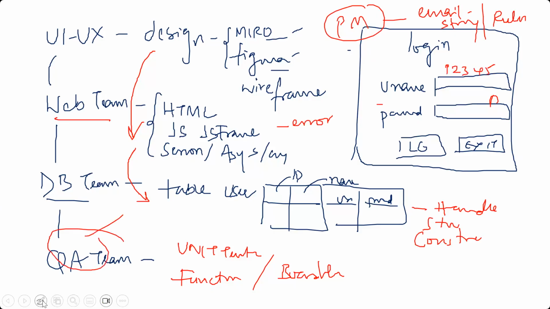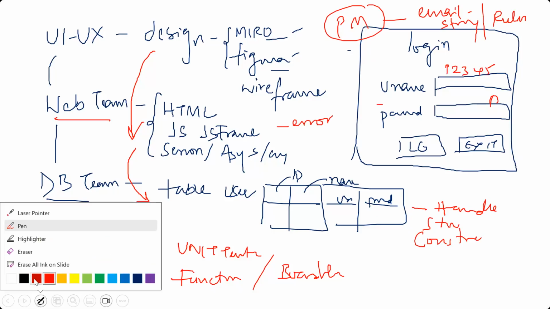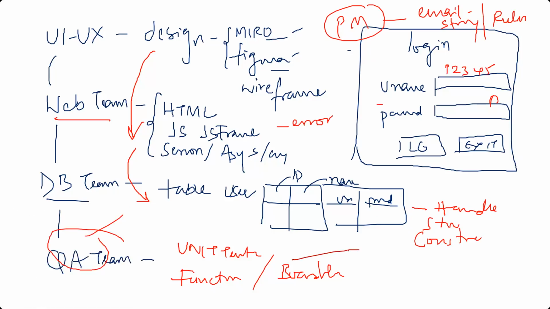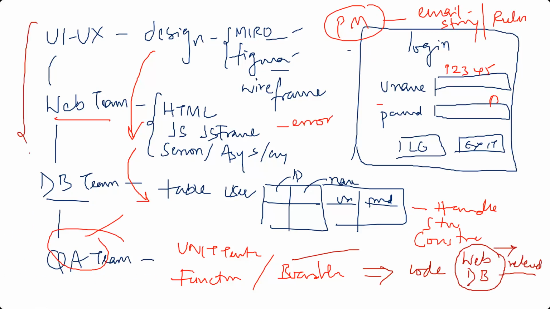Once these things are evaluated, the QA team will sign off the delivery and the code. What code do you have? You have your web code, you have your DB code. All these are bundled together and released to the product. So this is how a typical software team behaves.